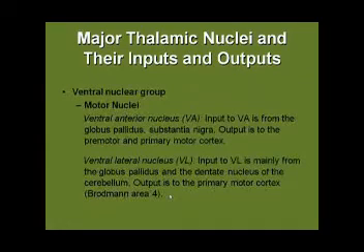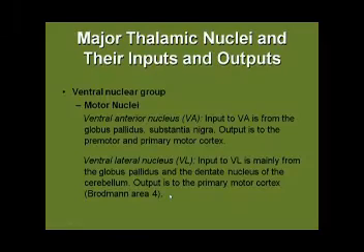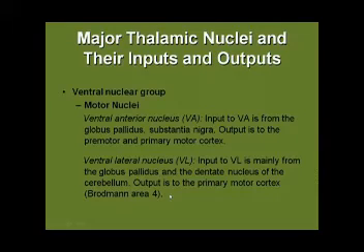Then, the ventral group, the most common and most well known, and typically the ones to remember. The motor nuclei are VA and VL. VA seems to be purely a basal ganglia relay nucleus, whereas VL seems to relay information from both basal ganglia structures, globus pallidus, as well as the dentate nucleus of the cerebellum. All of the output, or virtually all of the output, of both of these motor nuclei, VA and VL, is to upper motor neurons found in primary motor cortex.